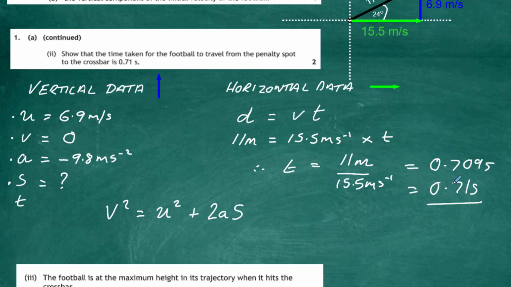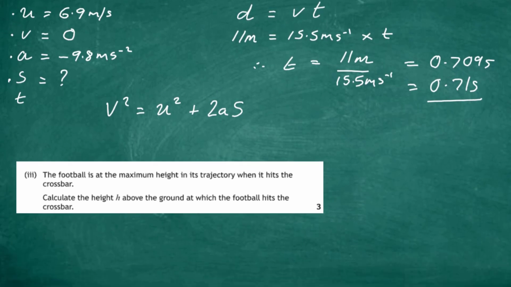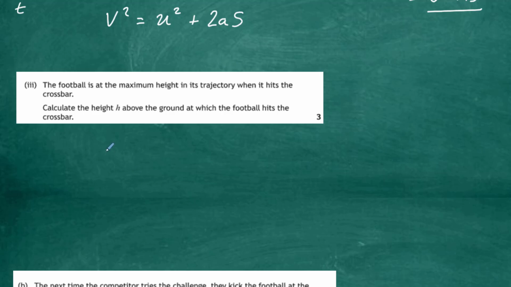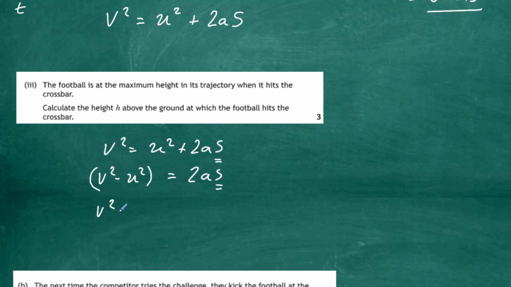And we have to rearrange to get that S out of that. So bring this down here to the actual question itself, and we have V squared equals U squared plus 2AS. S stands for the height. We have to rearrange that to find what S is. So it's going to be V squared minus U squared, put a bracket around that, and that's going to equal 2AS. And to get the S on its own, we just divide by 2A. So V squared minus U squared, and that's all going to be divided by 2A. And that's going to give us the displacement upwards, which is going to be equal to the height.